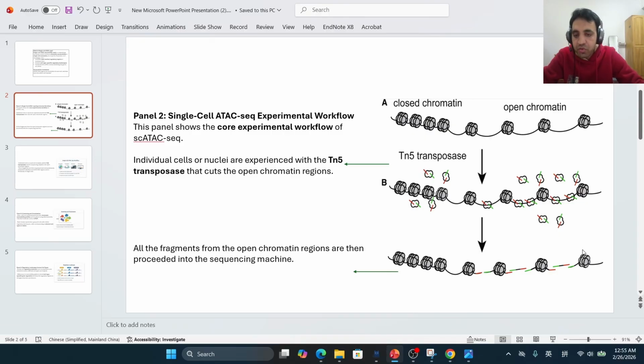That is the overall experimental workflow of single-cell ATAC-Seq data analysis. First of all, individual cells or nuclei are treated with the Tn5 enzyme that introduces adapters into the open chromatin regions. Let me tell you one thing: the Tn5 enzyme cannot introduce adapters into closed chromatin because that is highly packed, and the Tn5 enzyme cannot access the DNA of that region. So it only introduces adapters into the open chromatin regions, and all the fragments generated from the open chromatin regions are then processed in the sequencing machine.